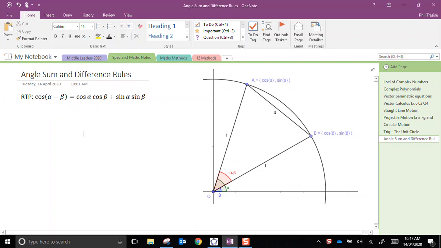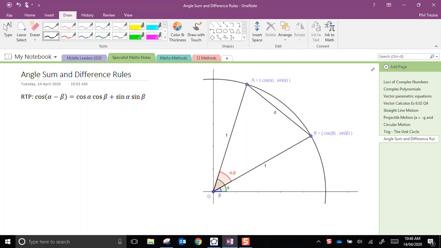This is about the angle sum and difference rules from trigonometry. So the first one we're going to prove is that the cosine of alpha minus beta is cosine alpha times cosine beta plus the sine of alpha times the sine of beta. Now, in order to do that, we'll be referring to this diagram that I've prepared.